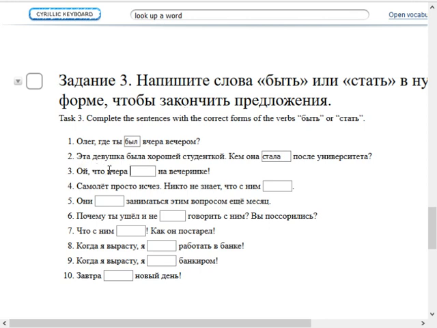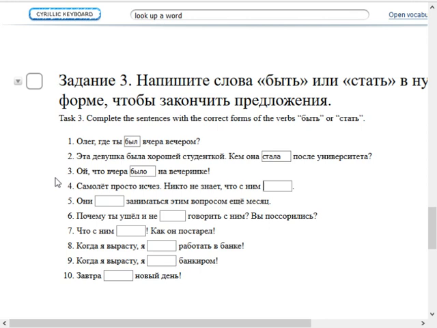Ой, что вчера something на вечеринке. What yesterday something at the party? Okay. Было, kind of figuratively. Oh, what was yesterday at the party? But kind of not as a question, but as an exclamation. Like, oh, wow, what happened at the party? Exclamation mark. Some incredible stuff happened at the party. But it just says what было, what was at the party. With an exclamation mark. Самолет просто исчез.